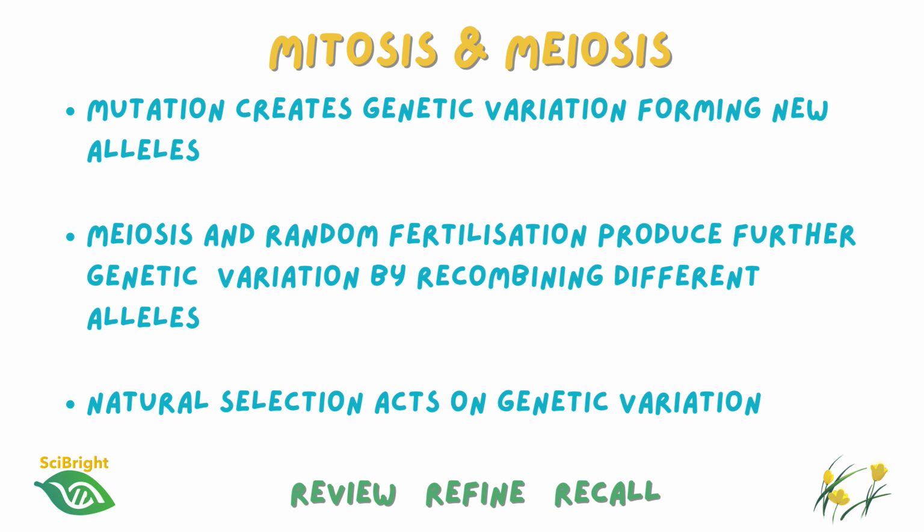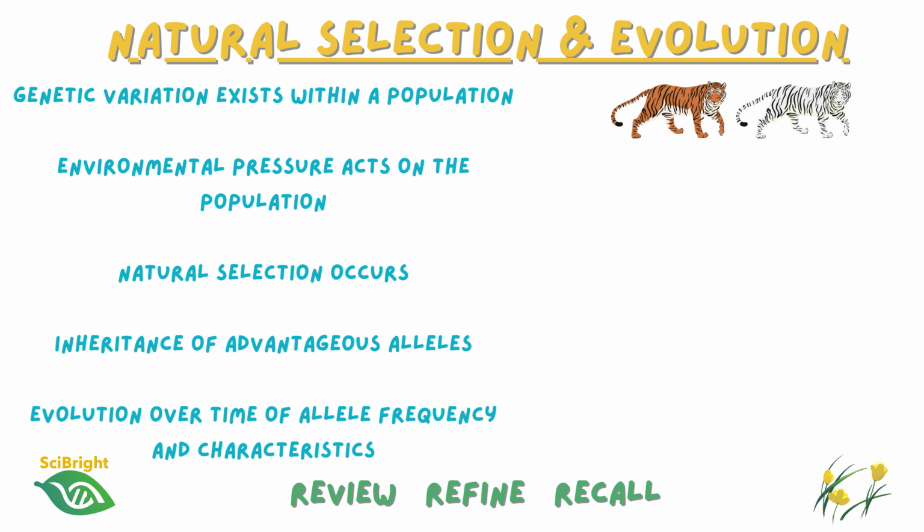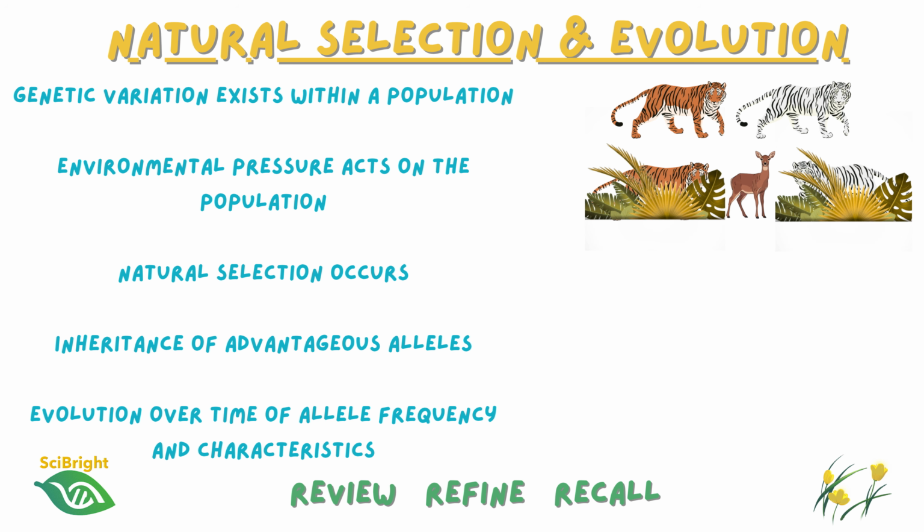The next question is, what happens to that variation? And the answer is natural selection. You'll remember from GCSE that individuals within a population show variation. Some of this variation is genetic, while some is caused by environmental factors. If environmental conditions change, or if organisms face a selection pressure such as a disease, competition, or predation, some individuals may possess characteristics that give them a survival advantage.